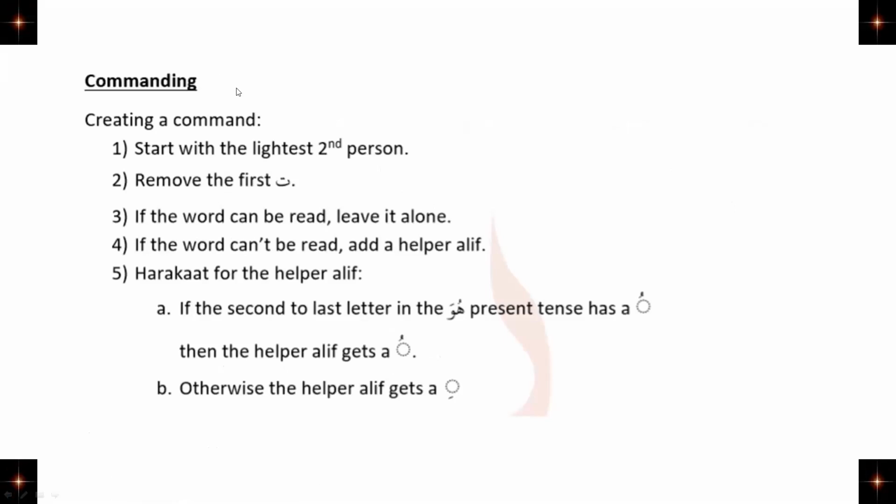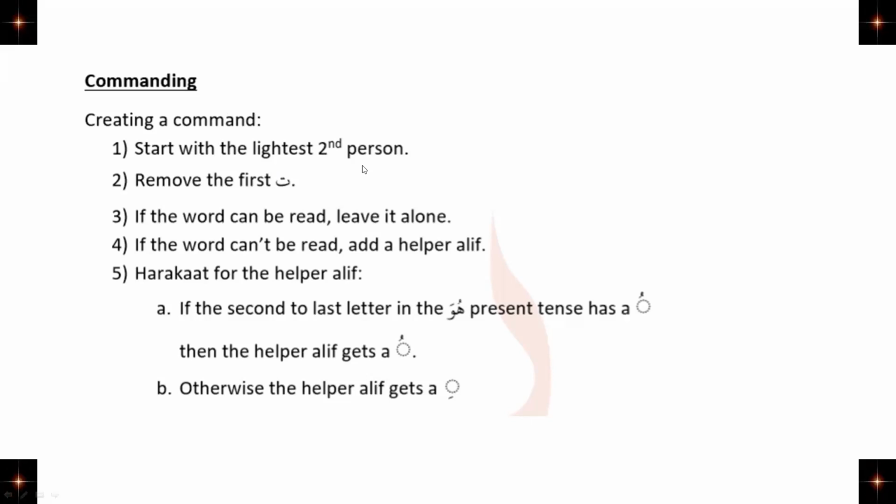How do we command? To create a command, you start with the lightest second person. Again, lightest second person. Al-mukhatab, al-majzoom. It has to be mukhatab. What is second person? Anta, antuma, antum, anti, antuma, antunna. These pronouns represent the second person pronouns.